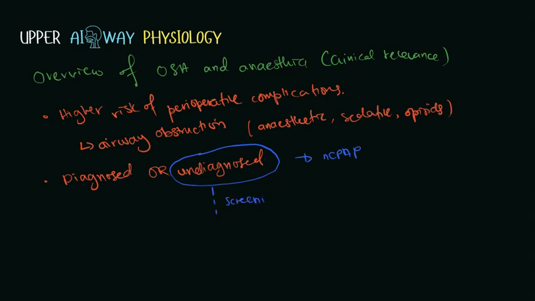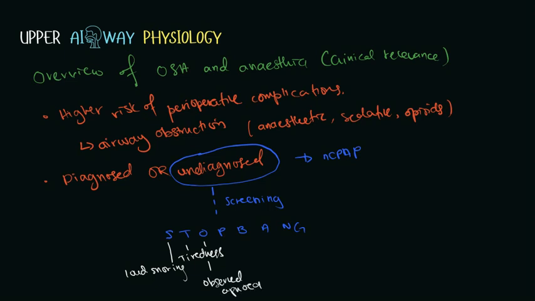There is a very simple screening tool that we can use by the bedside to determine whether the patient has OSA or not. It is STOP-BANG: S being loud snoring, T for tiredness, O for observed apnea, P for having pressure or hypertension, B for BMI more than 35, A for age more than 50, N for neck circumference more than 40 centimeters, and G for gender of male.